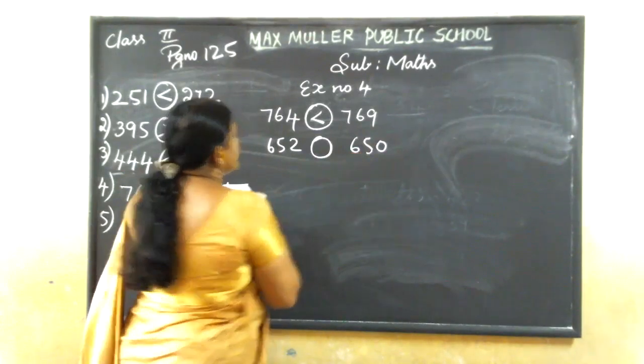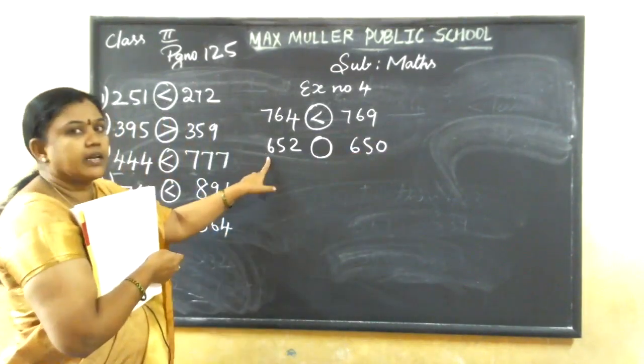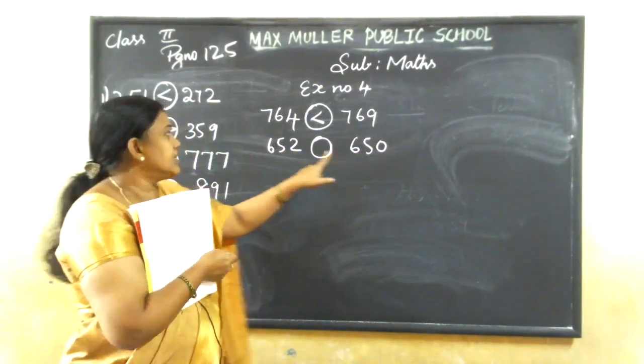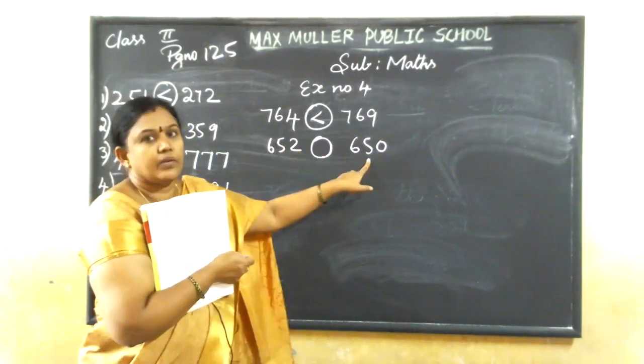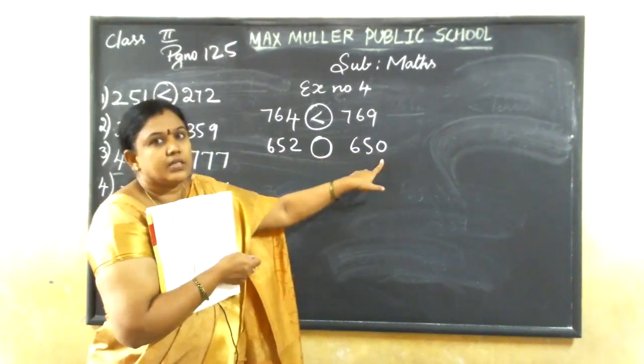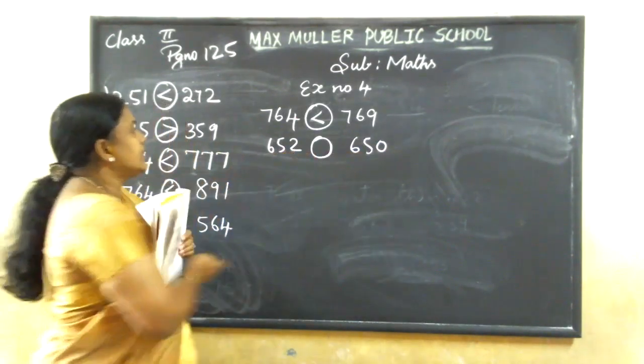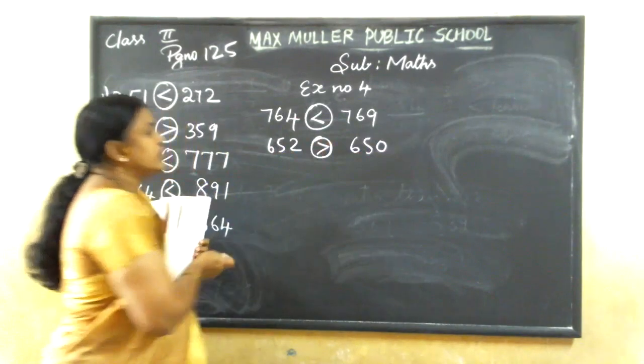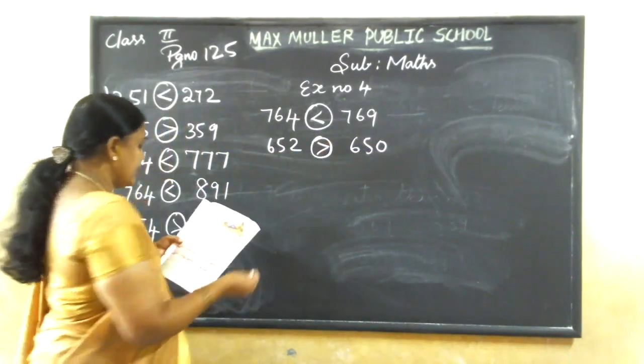650. See the hundreds place, 6. Here also 6. Here also 6. Tens place, 5. Here also 5. So in ones place, here 2, here 0. Which one is greater? Here 2 is the greater. So 652 is greater than 650.